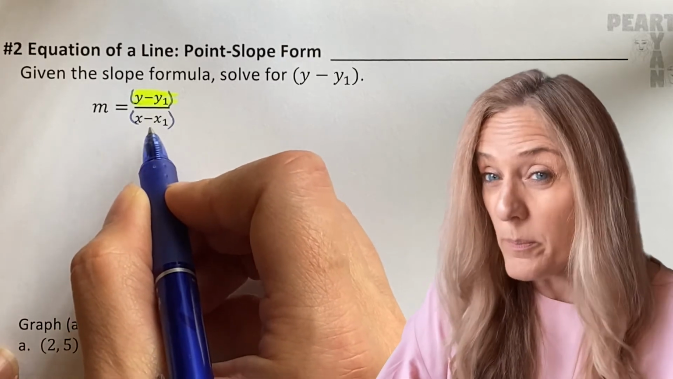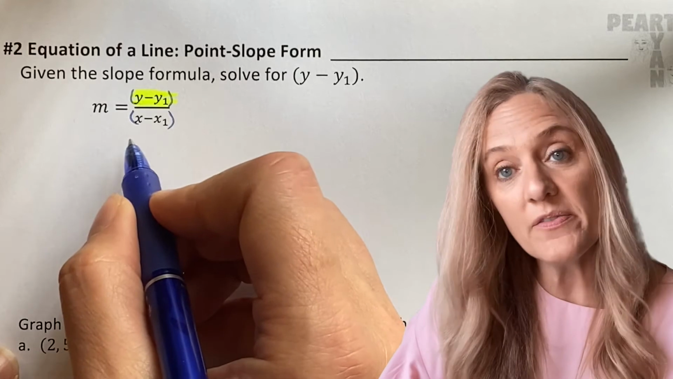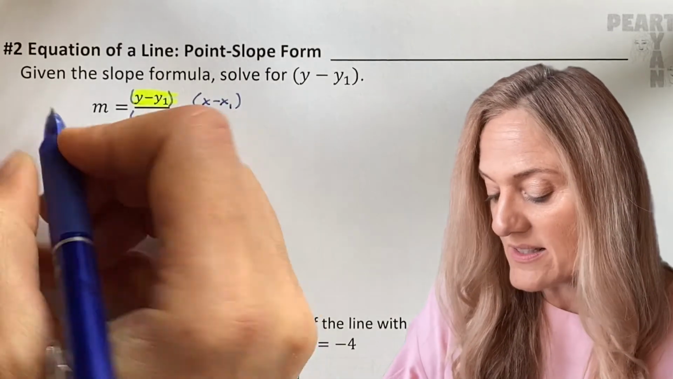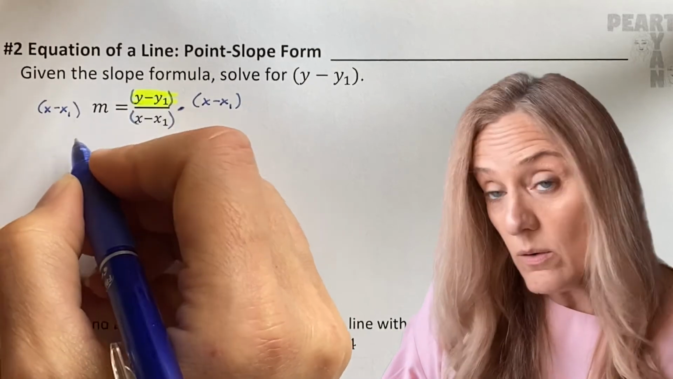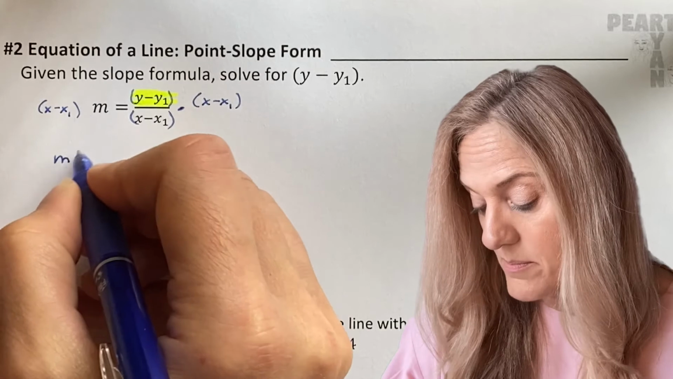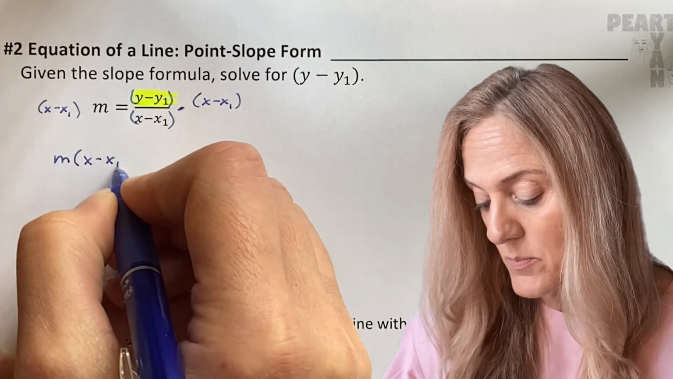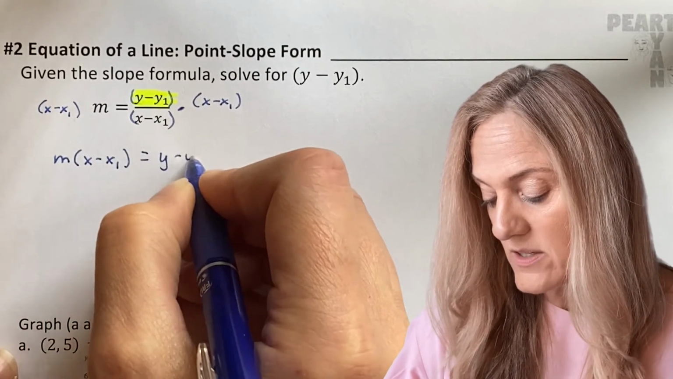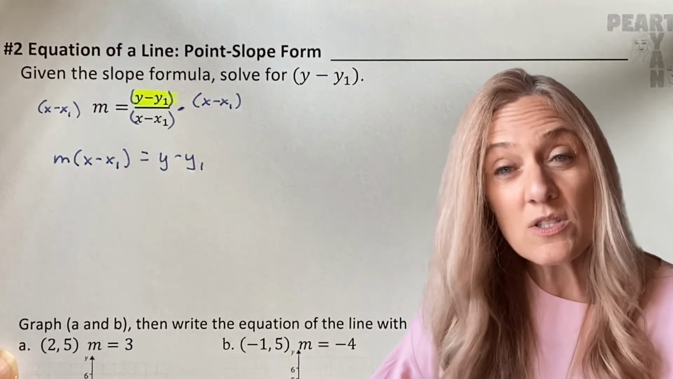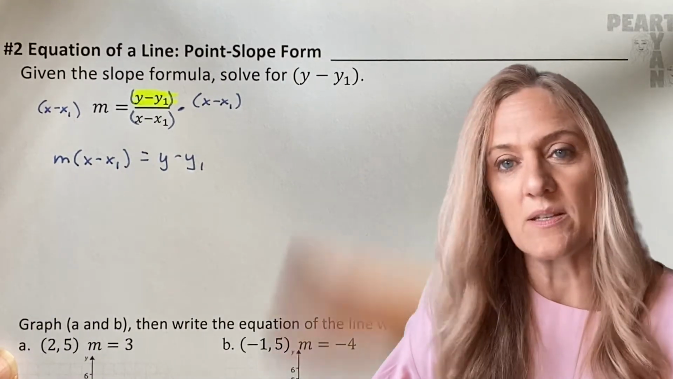It's right now being divided. So to undo division, I'm going to multiply. So I'll multiply by that difference of x and x sub 1. Now I'll go ahead and use commutative property and put m in front. So m parentheses x minus x sub 1 equals y minus y sub 1. There we go. We solved for y minus y sub 1. Well, let's use symmetric property and get that y minus y sub 1 in front.